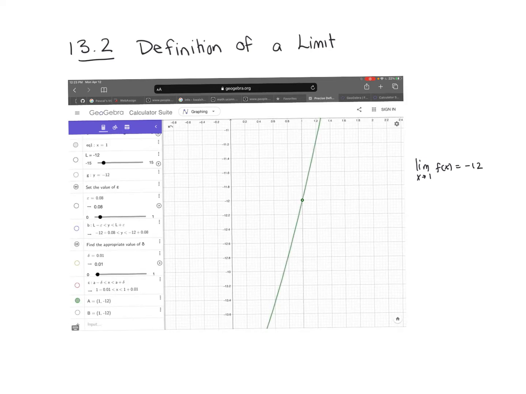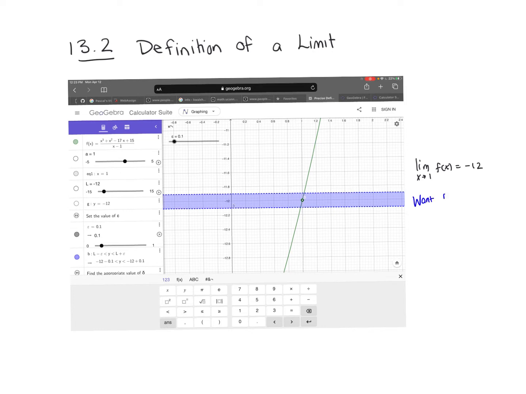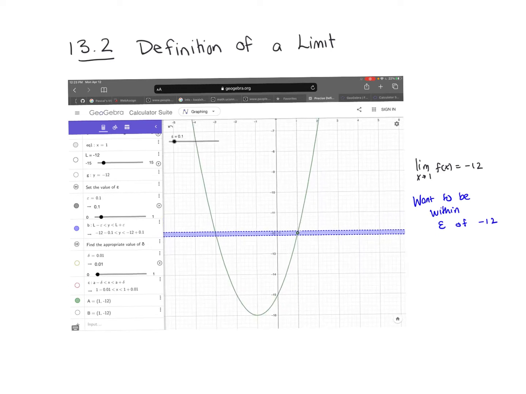So I want to think about being really close to negative 12 here. I can draw in sort of a dotted line around negative 12, and that's just going to be some distance from negative 12. That distance is represented by the Greek letter epsilon. So I want to say, okay, can I be within here, my epsilon, let's make it just 0.1 to start with. Can I get my function to be within 0.1 of negative 12? So it's going to be from negative 12.1 to negative 11.9. And if I zoom out really far, I can see there's going to be two different places where I'm going to get next to negative 12.